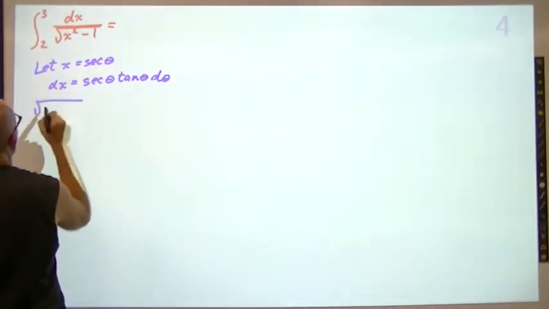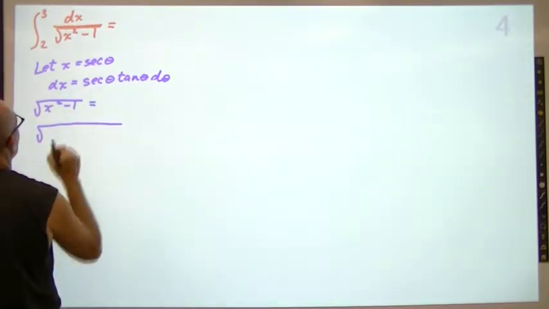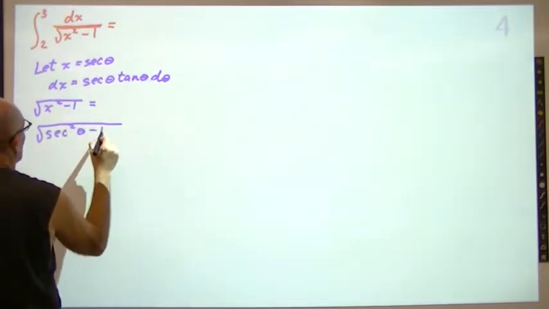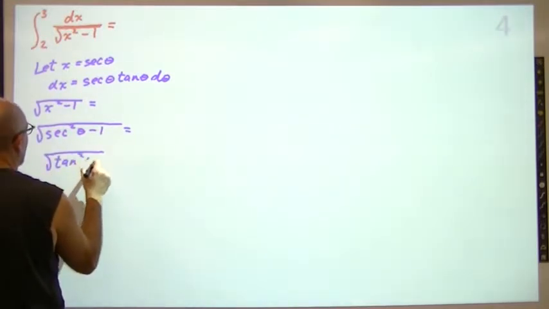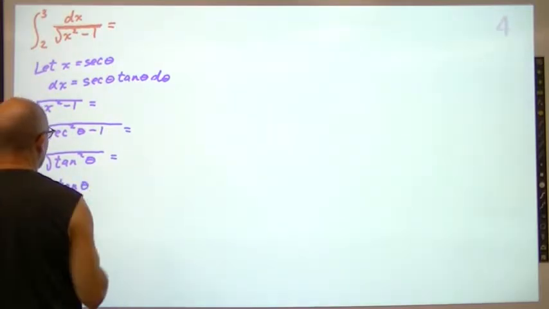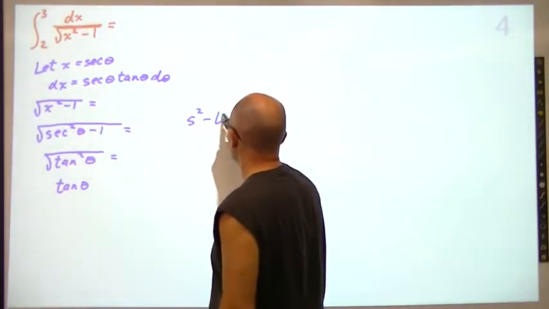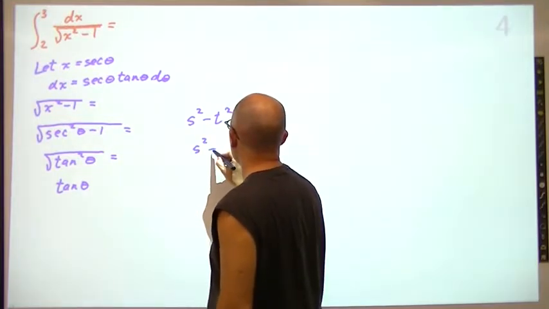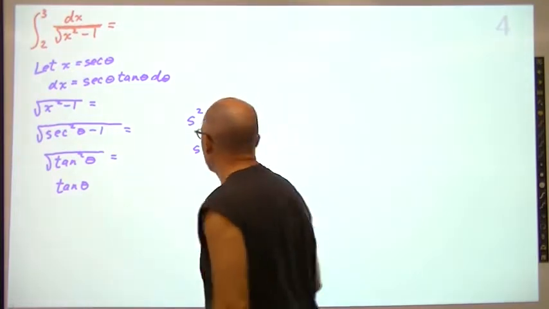The square root of x squared minus 1 equals the square root of secant squared theta minus 1, which equals the square root of tangent squared theta, which equals tangent theta. Now I always want to go over in my mind, secant squared minus tangent squared equals 1, and that means secant squared minus 1 equals tangent squared, and so that's correct.